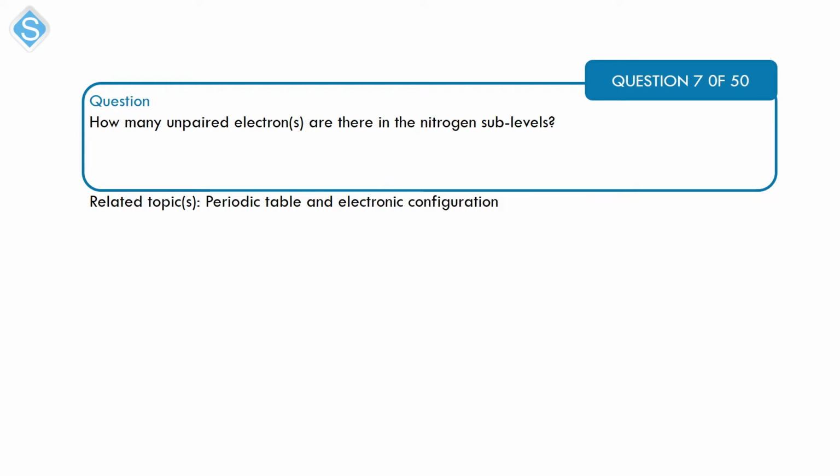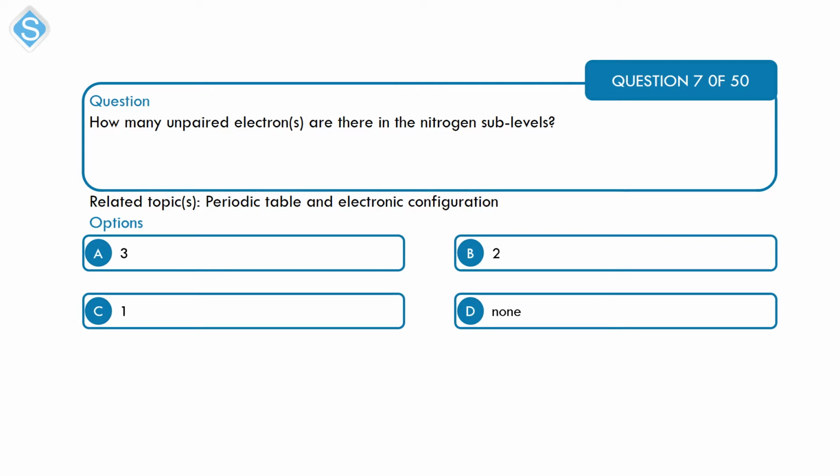This question is also related to the periodic table and the electronic configuration. How many unpaired electrons are there in the nitrogen sub levels? A, you have 3, B, you have 2, C, you have 1, and D, you have none.